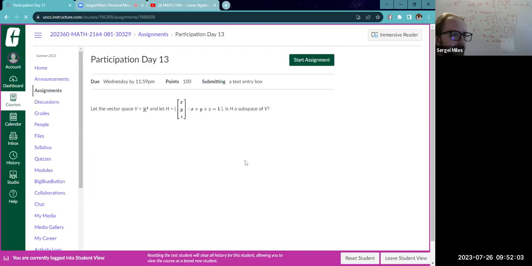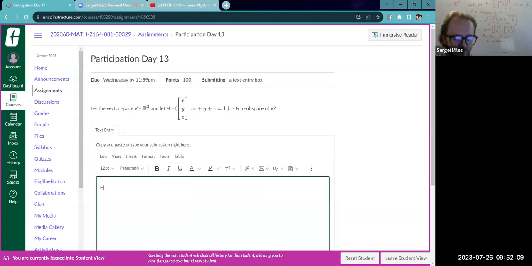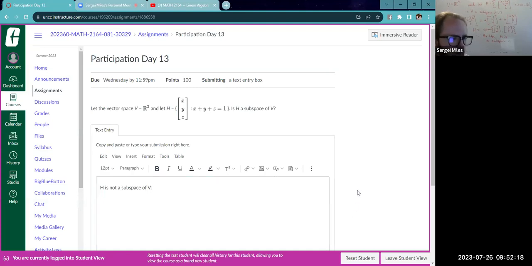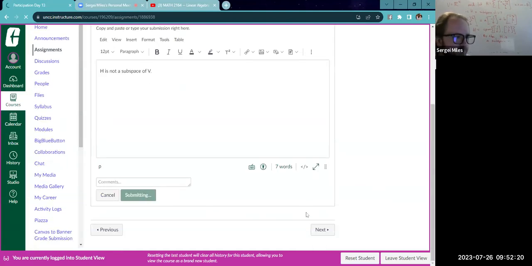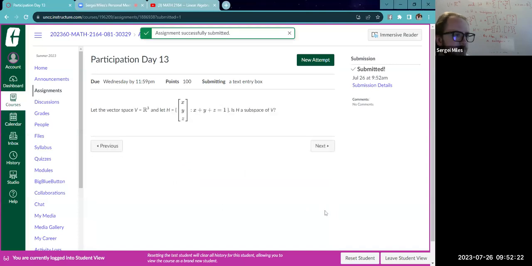So we can go in and we can type, is H a subspace? No, it is not. H is not a subspace of V. Right, and that's it. Okay, H is not a subspace of V. Why? Because the 0 vector is not in there.